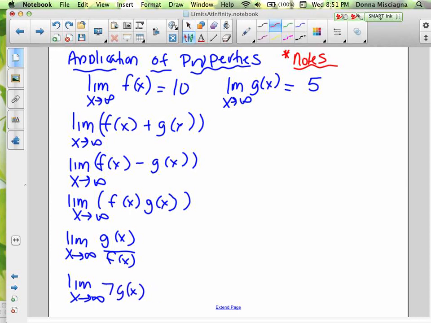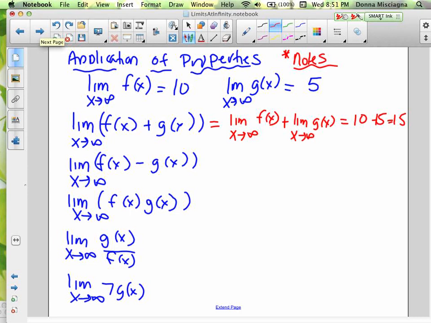All right, so we want to find the limit of f of x plus g of x as x approaches infinity. Well, that's just going to be equal to the limit of f of x as x approaches infinity plus the limit of g of x as x approaches infinity. And we know those two limits. The limit of f of x as x approaches infinity is 10. Limit of g of x as x approaches infinity is 5. And so the limit of that sum is going to be 15.